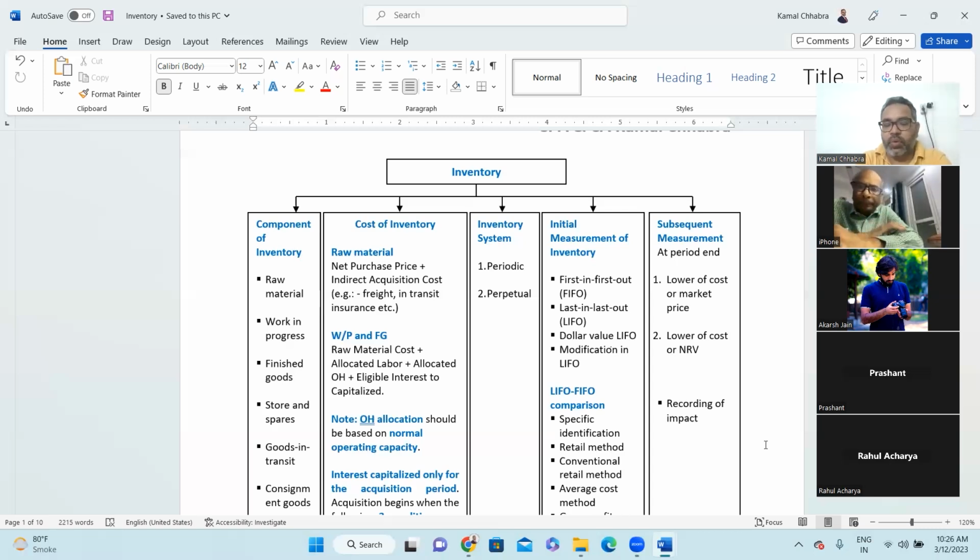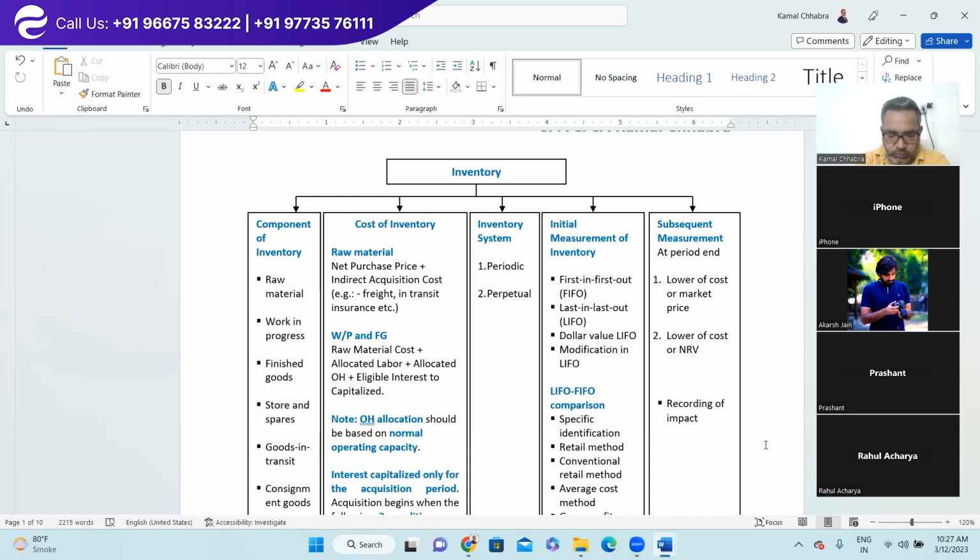Fourth is stores and spares. Have you heard about this term before, stores and spares? What are stores and spares? Anyone? Stores means warehouse, spares means maybe extra material that is required in case of rework. No, no. Would anyone else like to attempt? Tools and spares are the things like nails, hammers, and all the small hardware items. Tools, right?